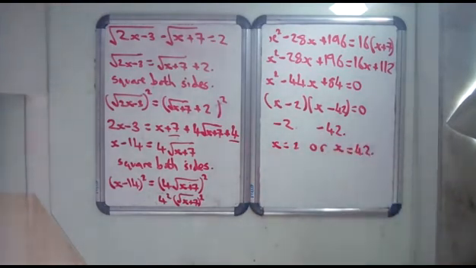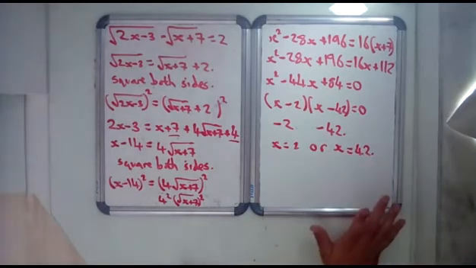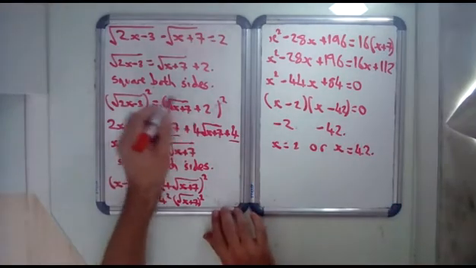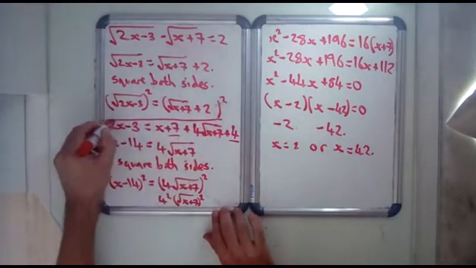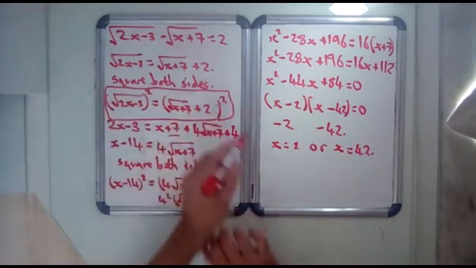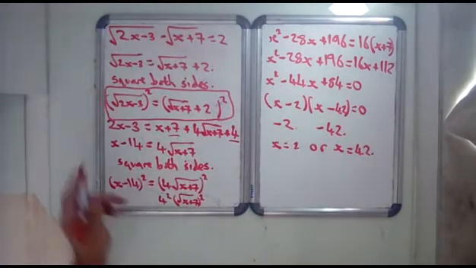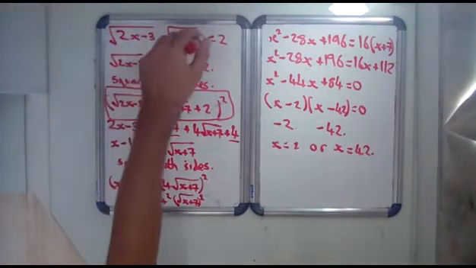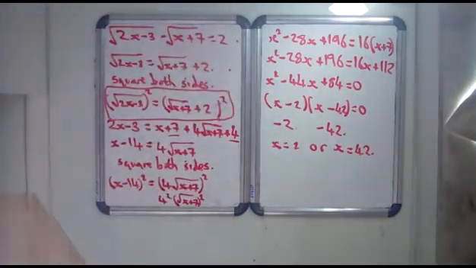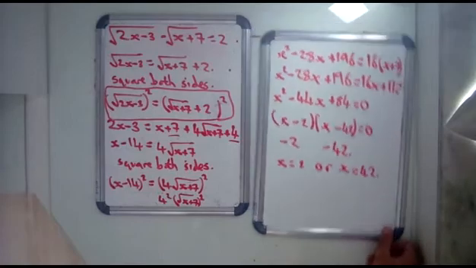Now remember, these are the solutions to the equation once we squared it. They are the solutions to the squared equation, but they're not the solution to the original equation. So either of these two, not necessarily the correct solutions. So let's do a little reshuffle again.